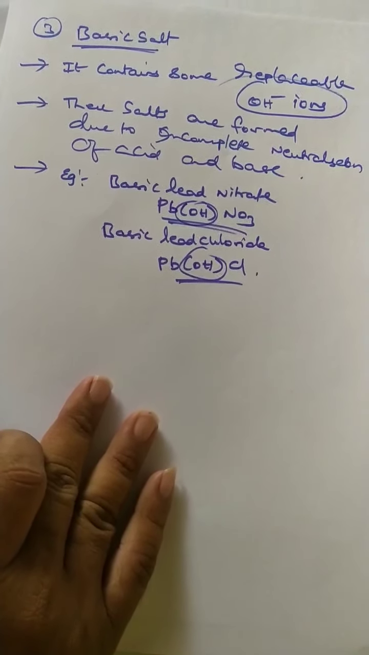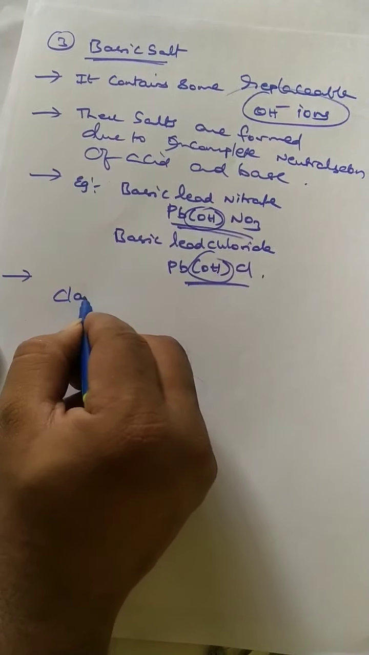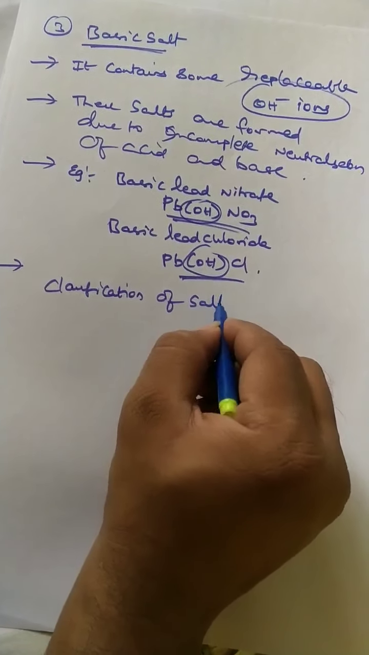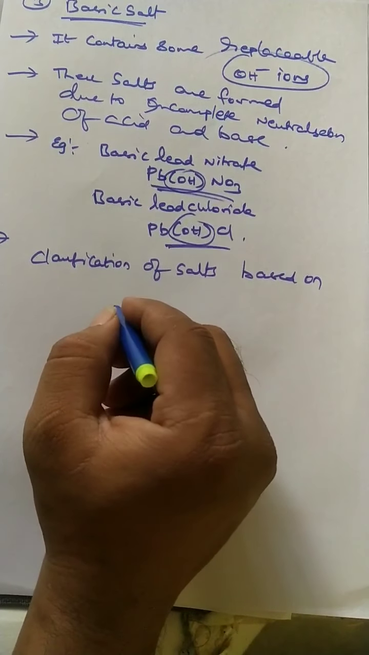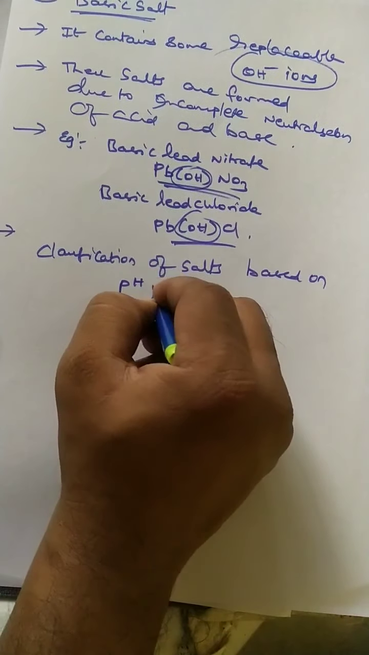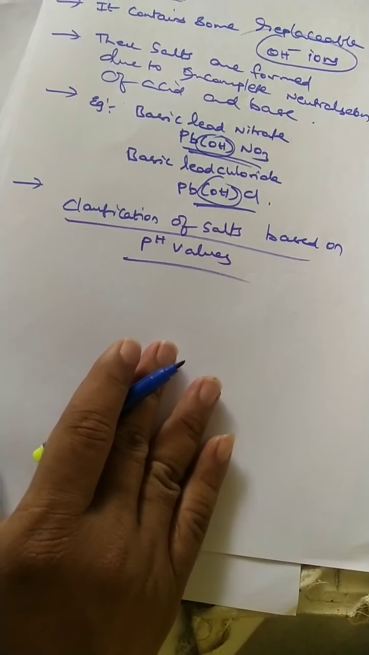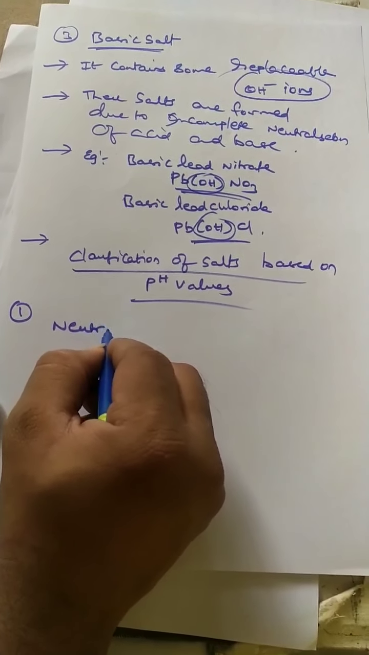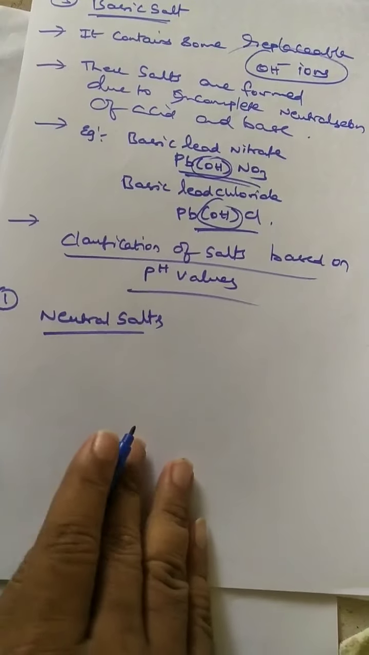So till now we have discussed classification of salts based on the chemical formula. Now one more classification: classification of salts based on pH values. First one, neutral salts. How are these neutral salts formed?